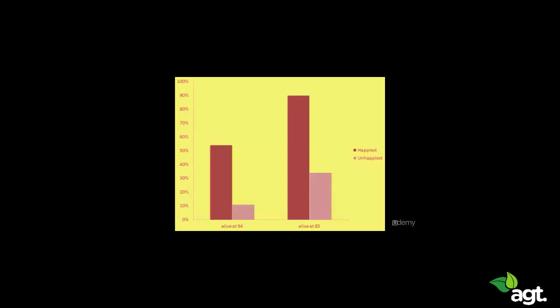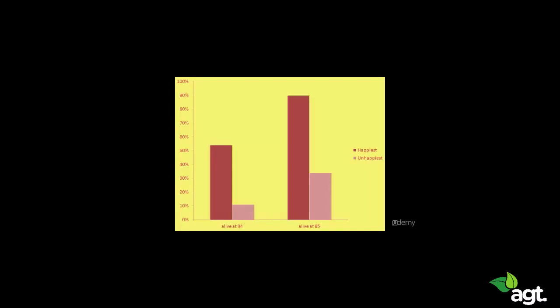Here you can see how the researchers compared the happiest and the unhappiest group of the nuns. More than 90% of the happiest group of nuns were still alive at the age of 85. And at the age of 94, more than 50%. If you compare them to the unhappiest group, not even 40% were alive at the age of 85, let alone at the age of 94, when not even 10% made it.